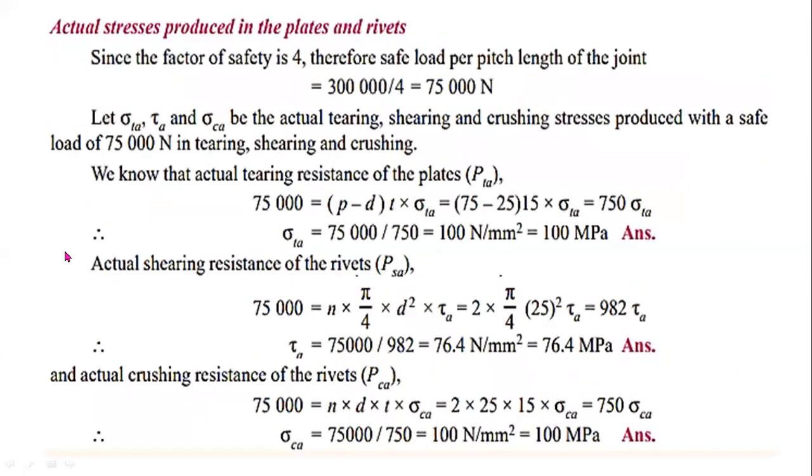Now factor of safety is given. So for determining the safe stresses or permissible stresses, we have to use a factor of safety. The factor of safety is 4, from given data. Therefore, the safe load per pitch length of the joint equal to minimum load divided by factor of safety. So 3 lakhs is the least value of tearing strength, shearing strength and crushing strength. 3 lakhs divided by factor of safety equals 75,000 newtons is the minimum or safe load.